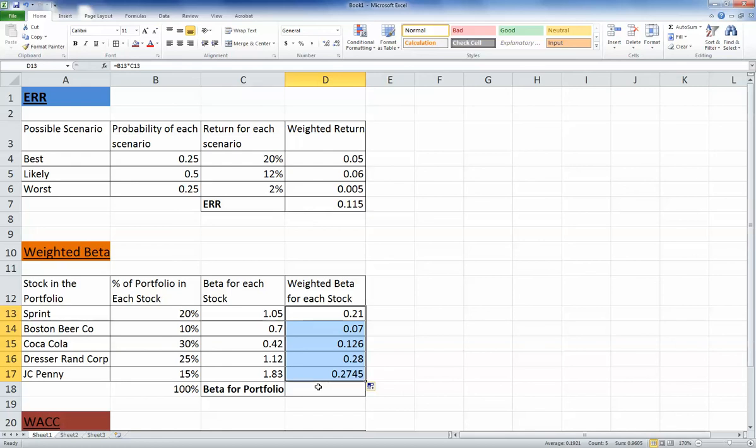And to find the beta for the portfolio, all you're going to do is sum up these weighted betas for each stock. Okay, so again, I'm going to use the sum function in Excel, and we get 0.96. Okay, that's not bad.